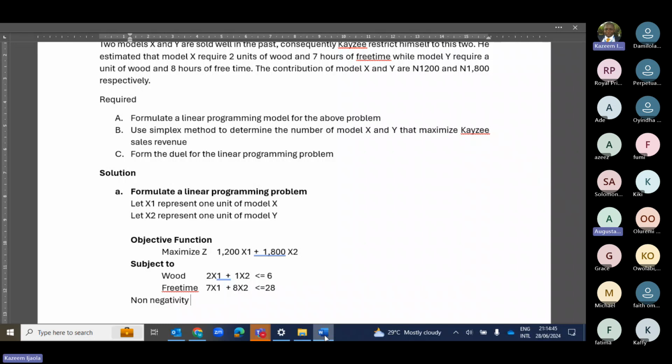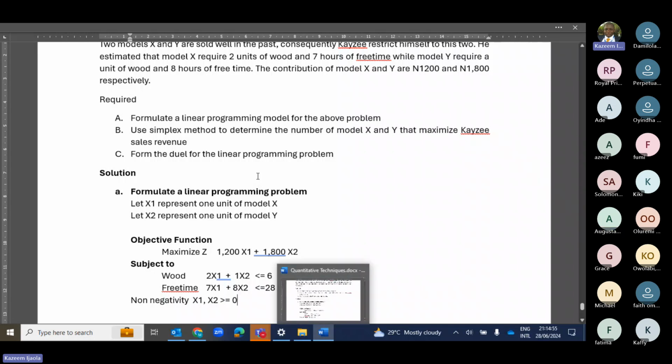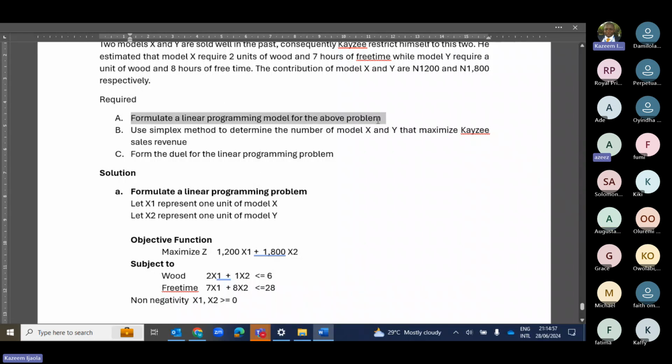Non-negativity constraint or function or something. Just a non-negativity. So that's x1, x2. Everything will be greater or equal to 0. So the A part is done forever and ever. You are done with this part.